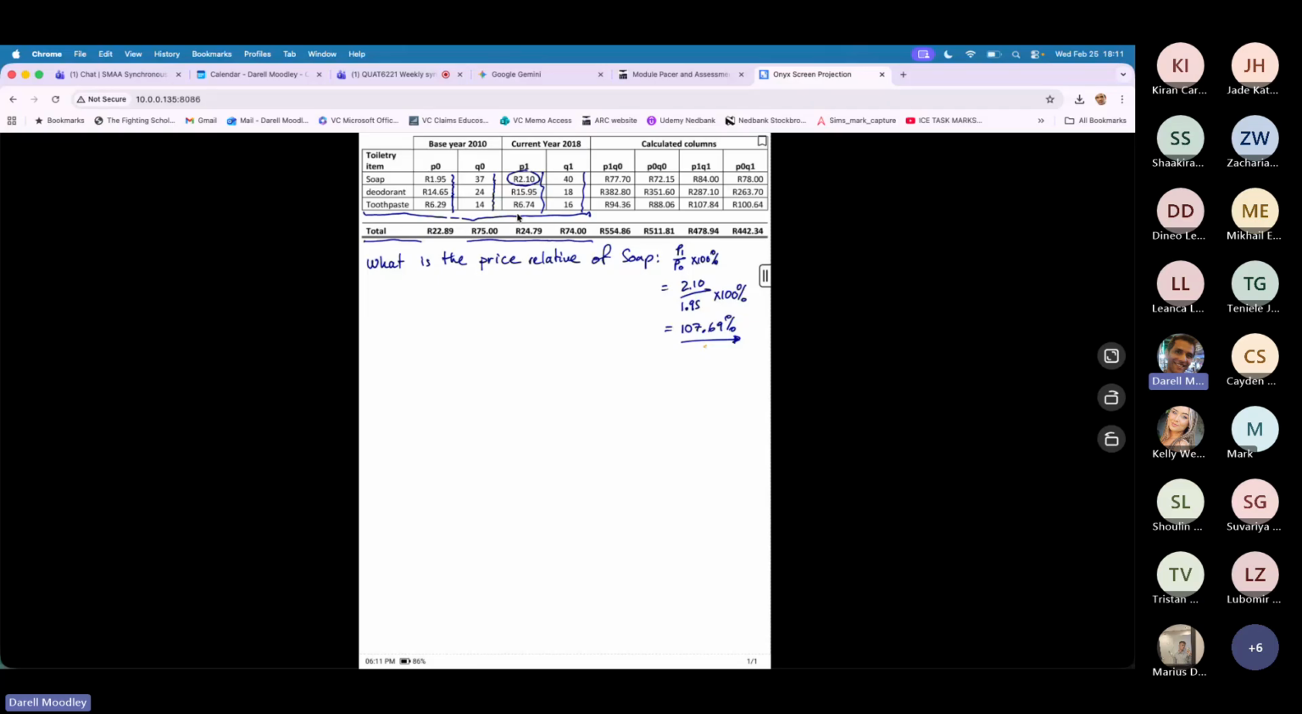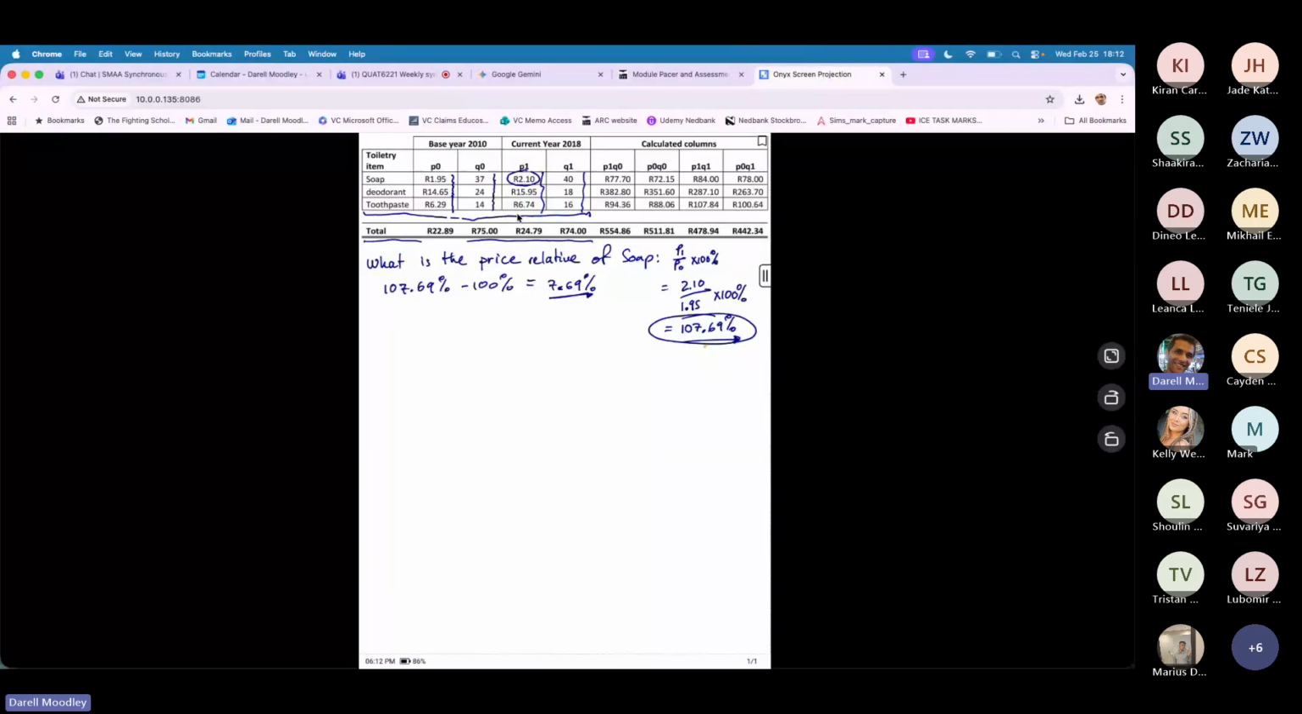And how you get that change is you take the index number that you just calculated, okay, which is 107.69%, and you subtract 100% from it. And that will give you 7.69%. That is the change, okay? So that is the percentage change.